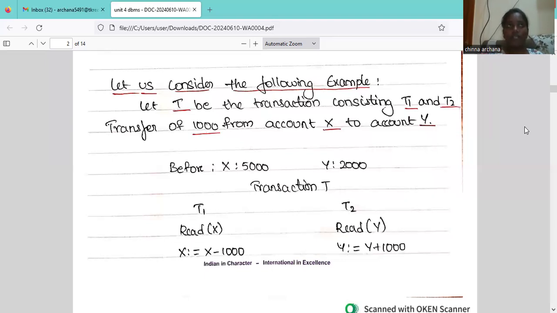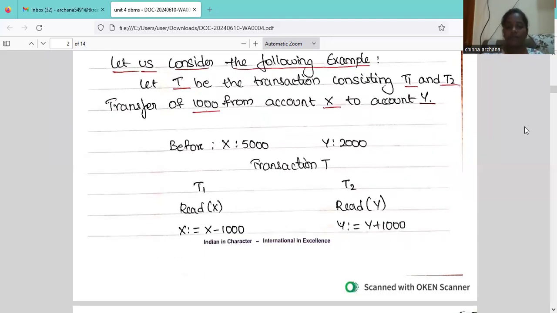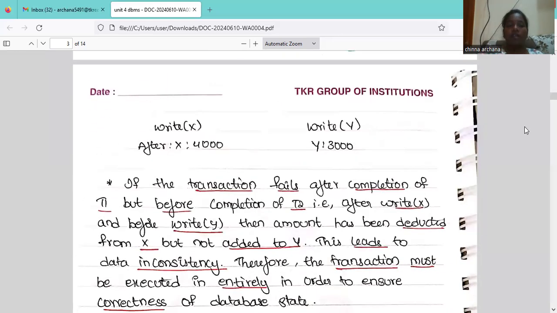So X is reduced by 1,000 rupees and at the same time Y should be credited with 1,000 rupees. Okay, so now I need to write to the database. Whatever the X value was before the arithmetic operation, it is different after the arithmetic operation. So we need to write it to the database.